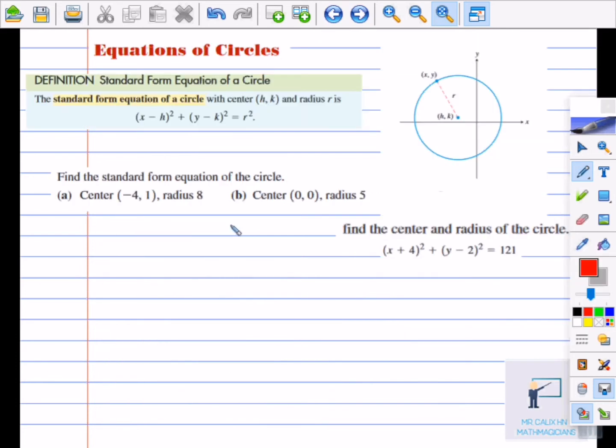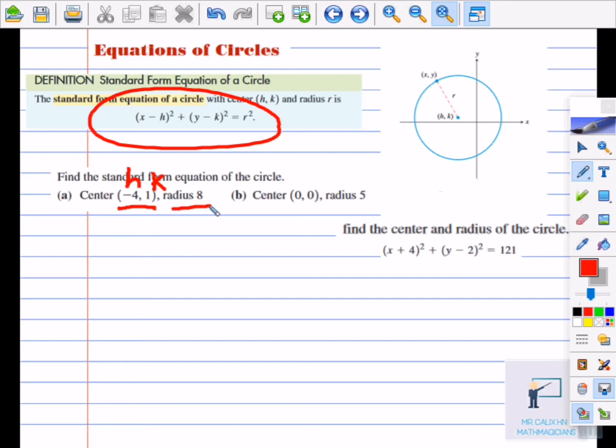With the next type of exercise, we will start with the equations of circles. You have the definition of the standard form equation of a circle, as you can see here. Okay, you have your center, that is h comma k, and you have your radius that, as it specifies in the equation, is r to the square. So we're going to start with the first exercise that says find the standard form equation of the circle. And the first one, letter A, says that the center is negative 4 comma 1. That means that your first point is h and your second point is k, as specified in the standard form equation. And the radius, it says that is 8.